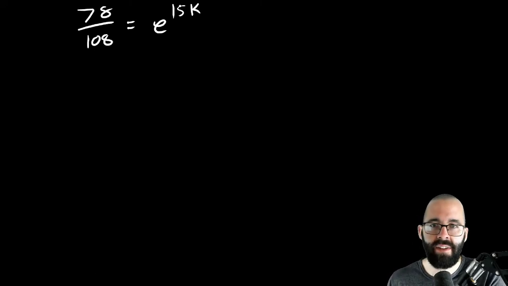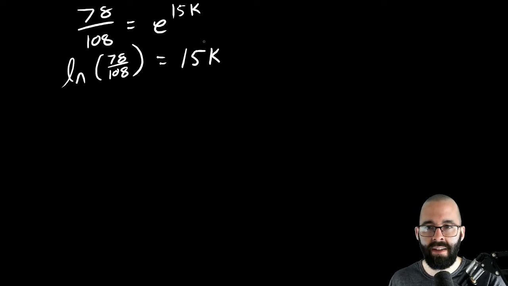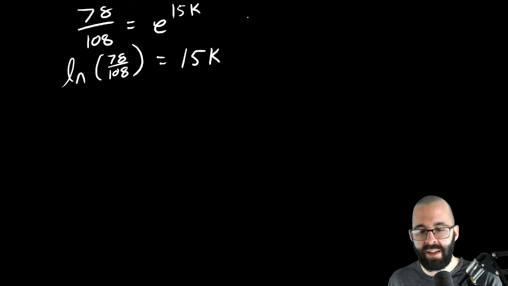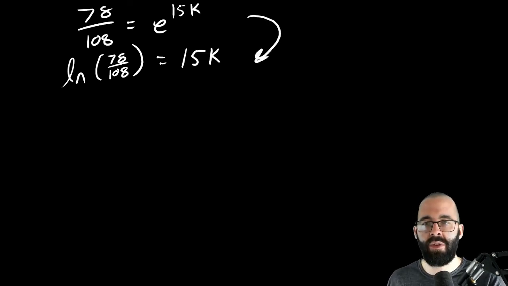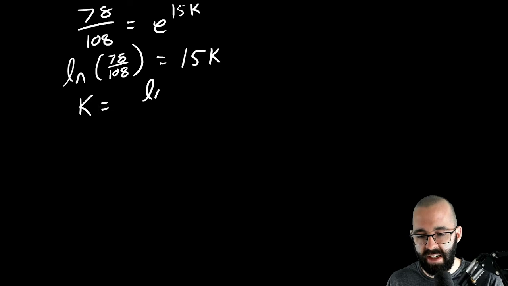We could simplify the left-hand side, but we're going to approximate anyway. We get the natural log of whatever this turns out to be equals the natural log of the right-hand side. They're inverse functions. Another way of doing this step is converting it from exponential form to logarithmic form. All right. Now divide both sides by 15, and that'll give us our k value.